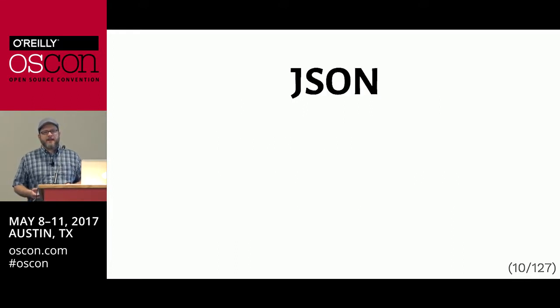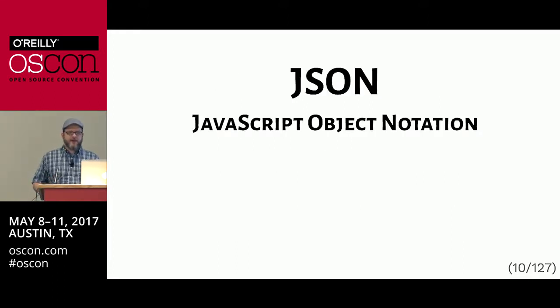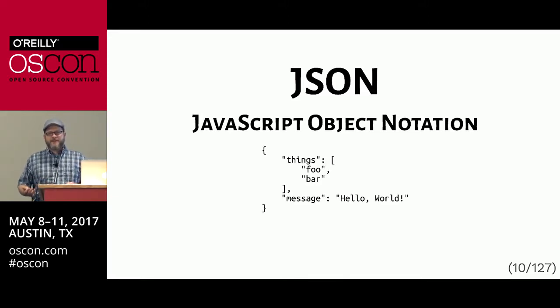Another thing we'll see a lot today is JSON. So JSON is JavaScript Object Notation, and it is a way to serialize data. So basically you take an object, you turn it into a string so that you can send it back and forth over the wire.